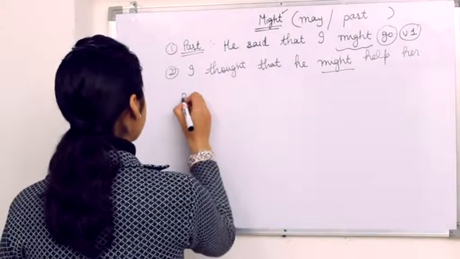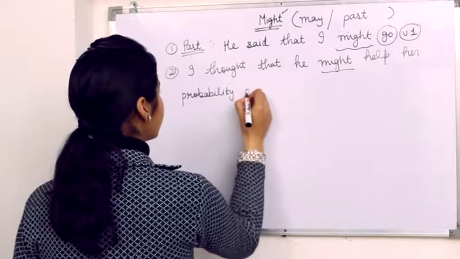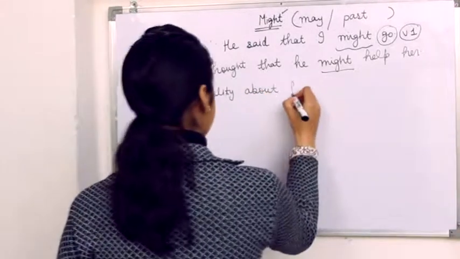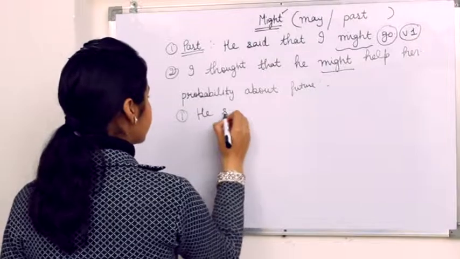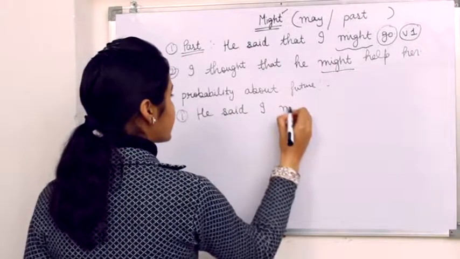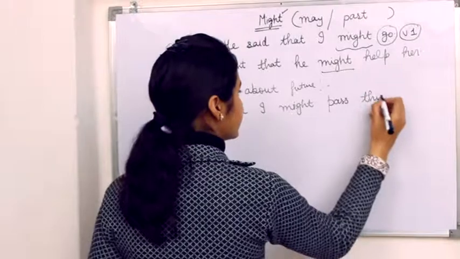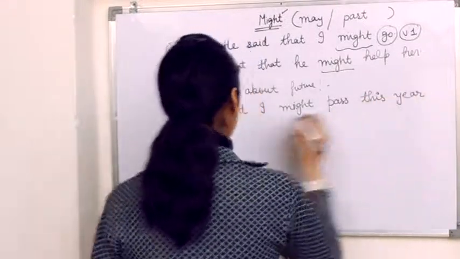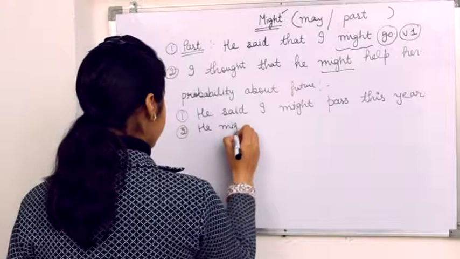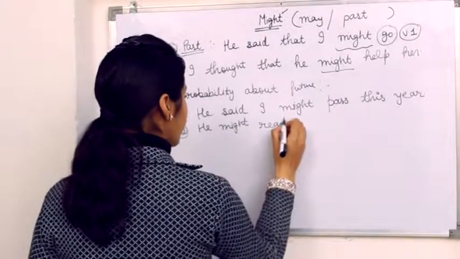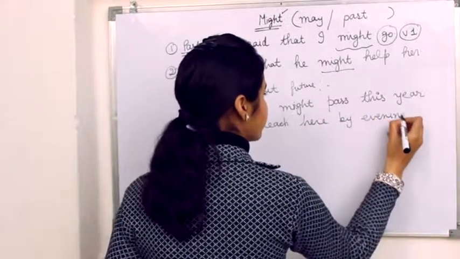So if we talk about probability about future, just like he said, I might pass this year, or he might reach here by evening.